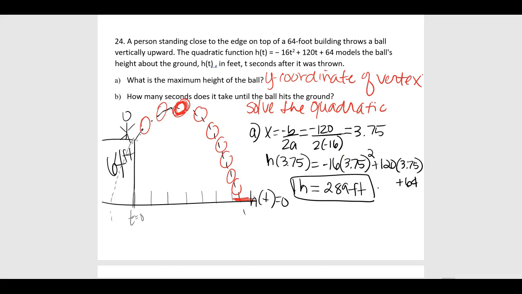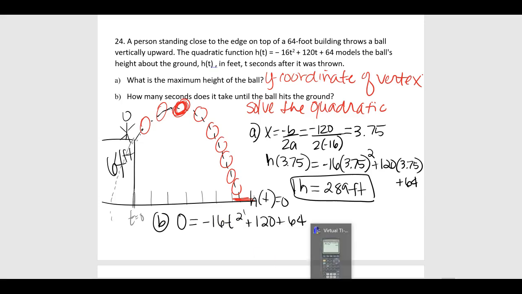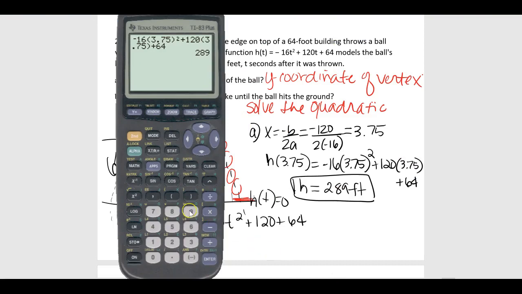Okay. Now it says how many seconds does it take until the ball hits the ground. So what you basically want to do is take your function, make your h of t 0, and solve it. Let's see. What can I factor out? I think this is factorable, or you could use the quadratic formula. I am going to show you how you can use the calculator to find your intercepts as well, just so you know you have options.